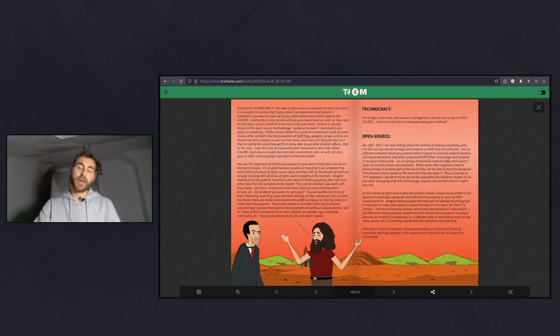And when it comes to experts, many people today on Earth do all kinds of important and huge projects in this open source style and are not experts in those fields. For example, they didn't study that in a university or whatever, but they do it in their free time and become an expert in 3D printing or whatever.